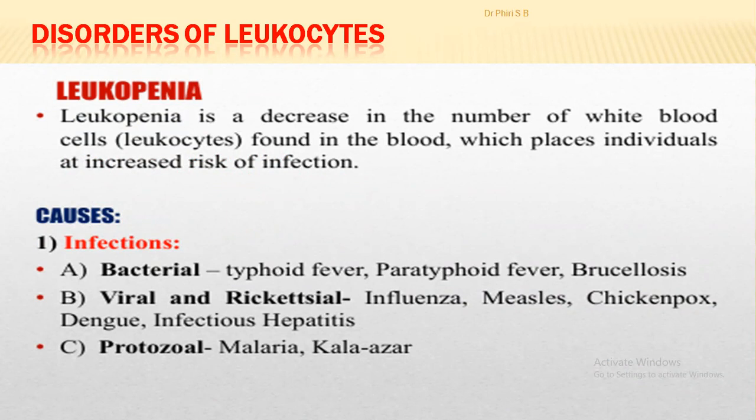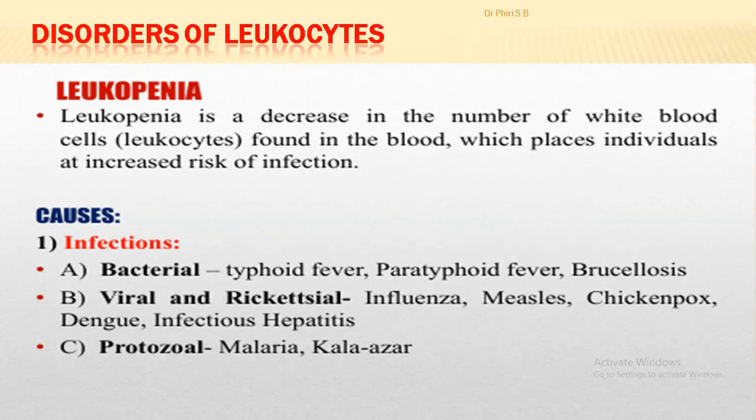So there are different infections that will predispose you to leukopenia as well. Instead of having an increase in white blood cells, you have a decrease. So what can cause leukopenia, or a decrease in white blood cells? There are a number of conditions that can cause that. You have infections that can cause a decrease in the number of white blood cells.